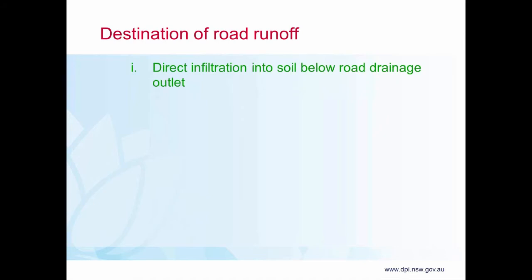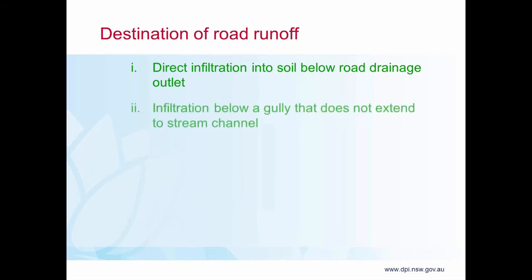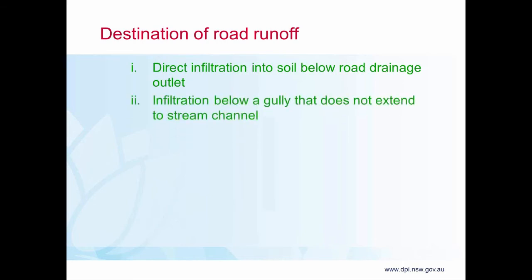The road runoff, and this is probably the best outcome, is that if water is diverted onto the right surface, it infiltrates into the soil below a road drainage outlet. That creates no real problem for water quality, so that's probably your best outcome. Water could also be discharged into a small gully that might have formed below a pipe or a drain outlet. But if that doesn't extend to a stream channel, that in itself is not a major problem. So again, a reasonably good outcome.